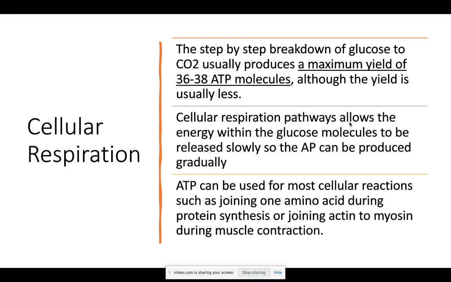That's mostly the important thing on this slide. There's different pathways in which the glucose molecules can be released. We'll see that later on. And why do we need ATP?